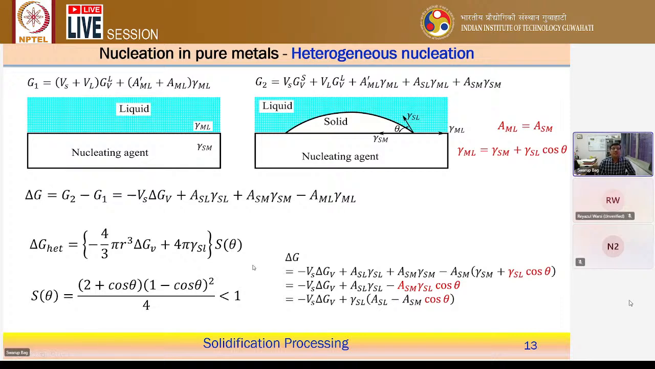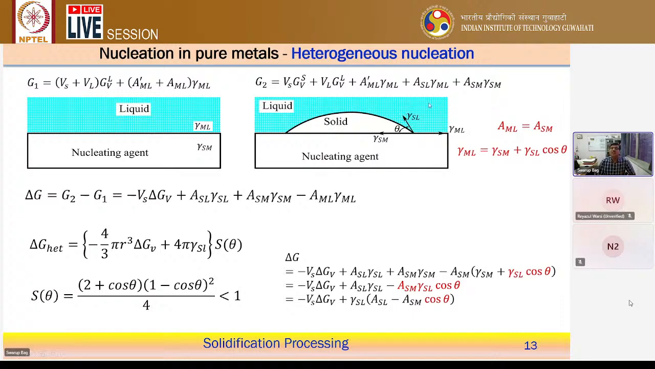Now, how does this shape factor S theta come in here? Because in this case the solid phase grows over the pre-existing surface. So when it is in equilibrium it makes a particular shape, but it cannot follow the complete spherical shape because there is a pre-existing nucleating agent. Therefore, part of a sphere is created, and that is the size of the nucleus, and depending on the wettability, the angle is theta here.